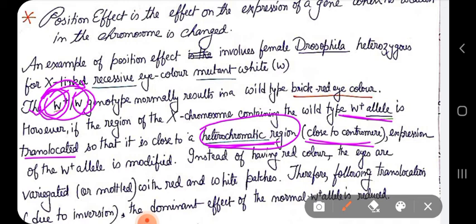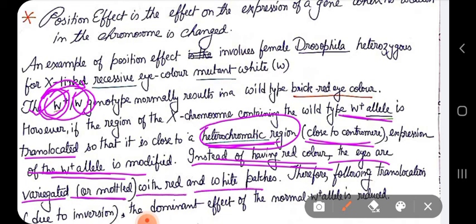So if the W plus allele is placed in that region, the expression of the W plus allele will be modified. Instead of having red color, the eyes will be variegated or mottled with red and white patches, because the expression of the W plus allele has been hampered due to the change in its position within the same chromosome as a result of paracentric inversion. So, following translocation due to inversion, the dominant effect of the W plus allele is reduced. This is called position effect.